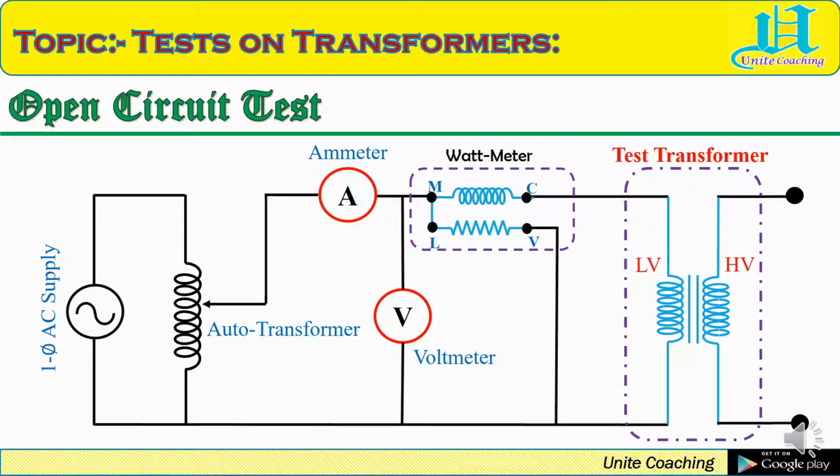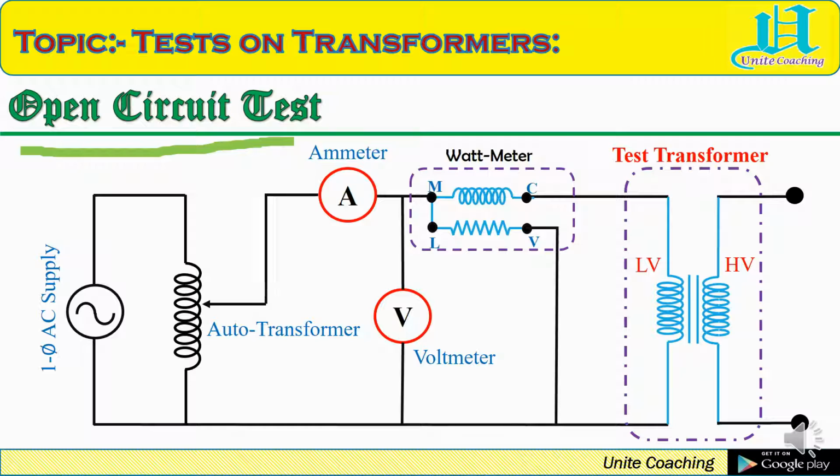Now let us see different types of tests that are performed on a transformer to measure efficiency or losses in a transformer. First, let us see the open circuit test. As the name suggests, this test is performed while keeping the secondary of the transformer open circuited, as shown here.